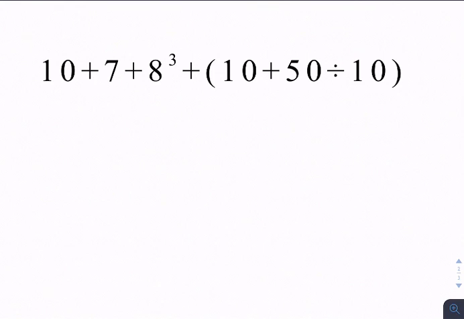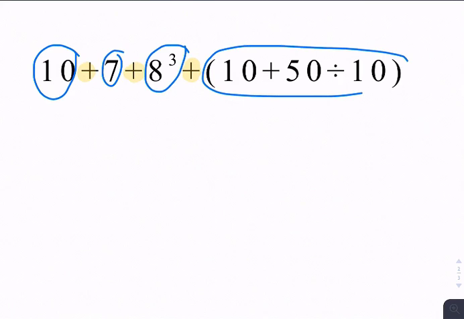What I like to do for circling terms is find any addition or subtraction that is not inside parentheses. And that kind of helps me determine where my terms are. So 10 on its own, because it's not being multiplied or divided by anything. 7 on its own. 8 to the third power. And then this whole thing right here in parentheses. So I have 1, 2, 3, 4 circles.